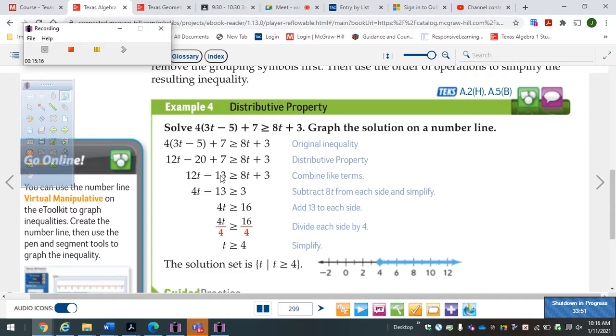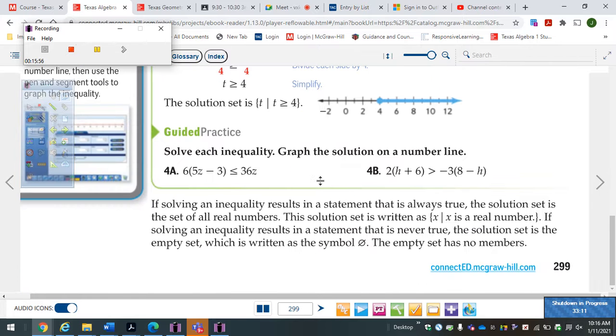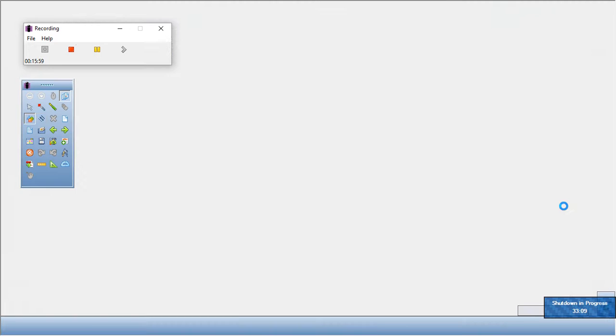Now which of these are the smaller guys? Subtract the smaller one. That gives you this. So 8T, gone, subtract it from both sides. Add 13. Now we're at this part. Divide by 4. Remember, we did not divide by a negative here, so it stays right there. And graph it. Let's try 4A, guys, real quick.